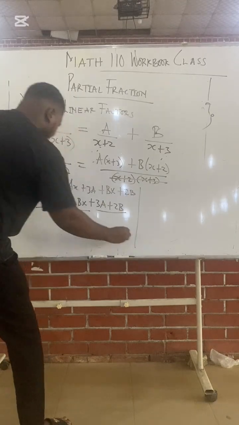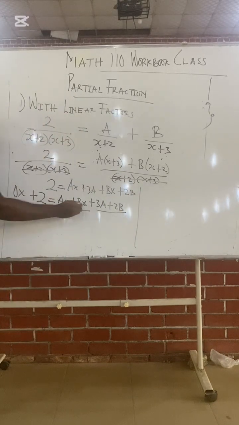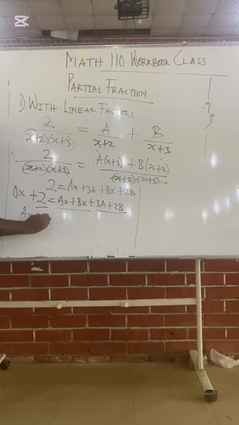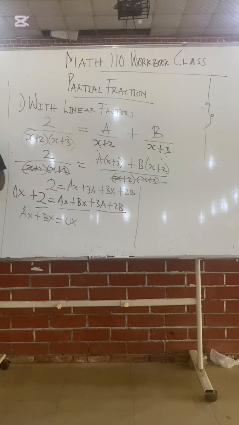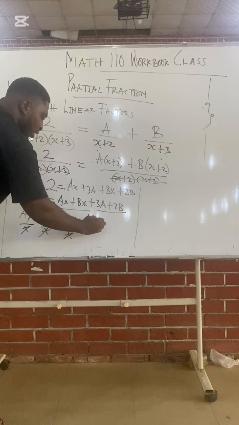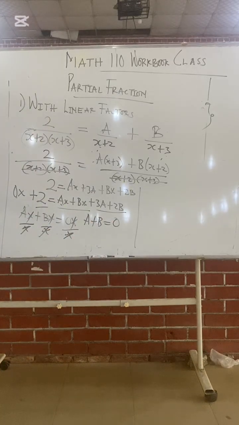So we are going to have ax plus bx must be equal to 0x. Class, not all questions will you need to put 0x here. Some questions will naturally come with x on the left hand side. But when there's no x component on the left hand side, introduce 0x so that you can equate x component on the left hand side to x component on the right hand side. So you have ax plus bx equals 0x. Divide all through by x, x cancels x, so that a plus b equals 0. Equation.